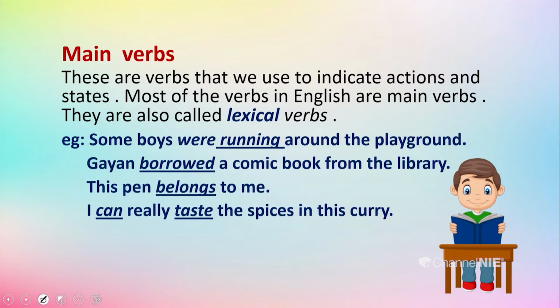Some boys were running around the playground. Miss, can you see the main verb is being underlined? So what is the main verb here? Running. Yes. Next one. Gayan borrowed a comic book from the library, and the verb is underlined, it is borrowed. This pen belongs to me. So the main verb is belongs. Next one, I can really taste the spices in this curry. Two words are underlined. Yes, there are two main verbs here, can and taste.